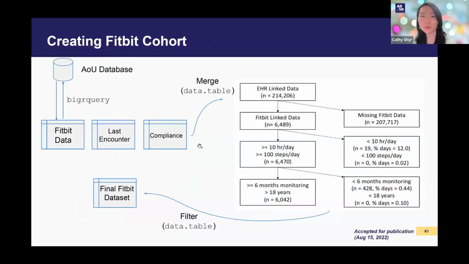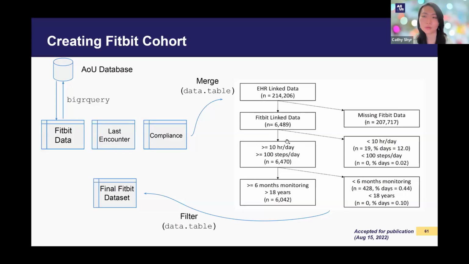So let's dive into a little bit more detail about the specific Fitbit cohort that the authors used in this paper. So they started by looking at individuals who had EHR data in the data set. And at that time, it was 214,000 individuals. From there, they then filtered it down to individuals who had both Fitbit and EHR data. And so that really narrowed down their cohort by quite a bit to about 6,489 individuals.